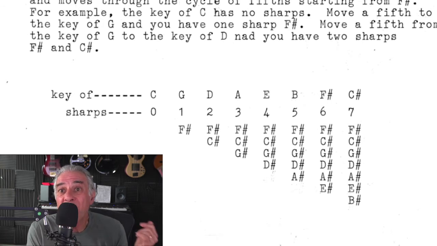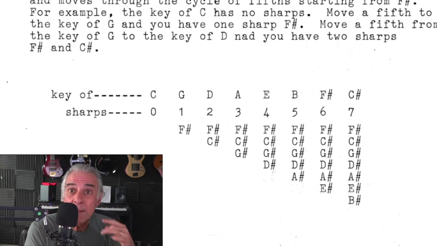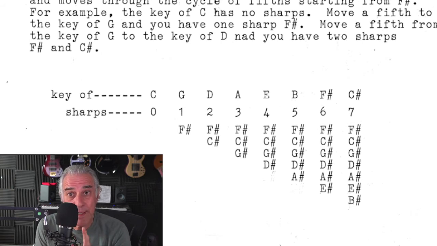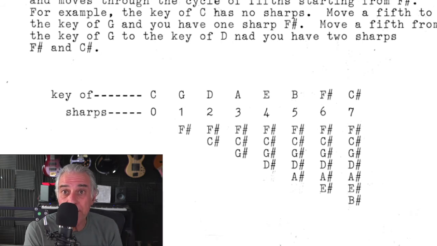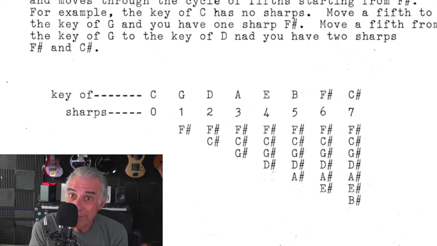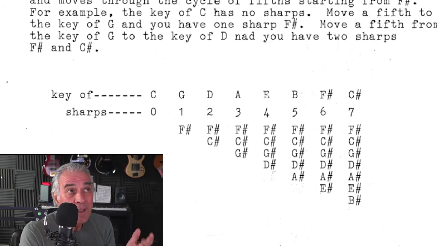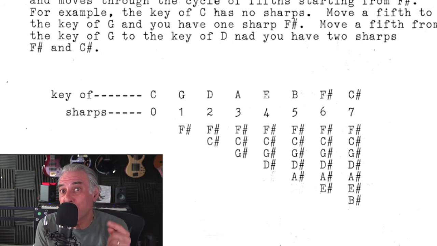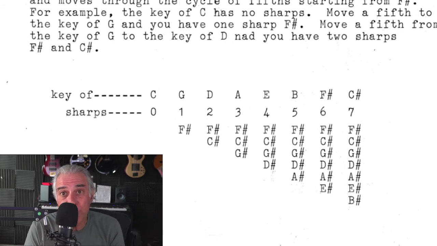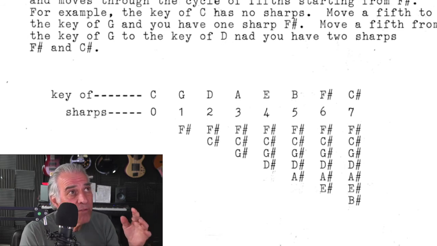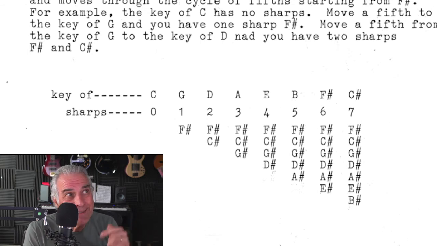So let's move up a fifth to the next key on the circle of fifths. It has two sharps, F sharp and C sharp. Now let's take another note right here, and we notice that the new sharp, which is the second sharp of the new key a fifth away from the G scale, is a fifth from the first sharp in G. Everything works in fifths, everything. How the sharps are added, how the keys travel through the circle. So anyway, we have F sharp and C sharp in the key of D.